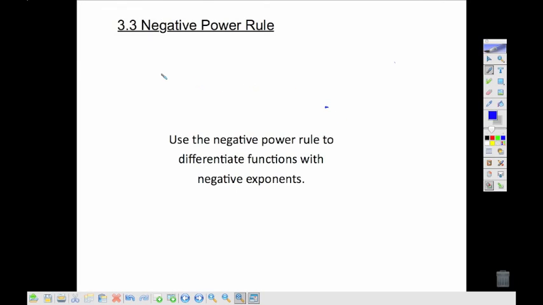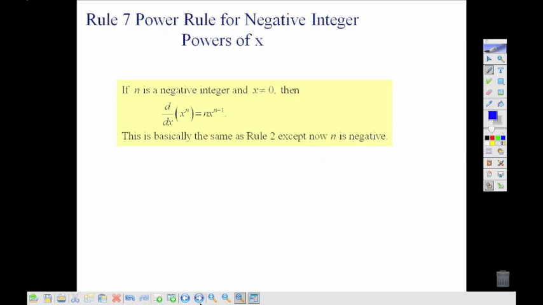The negative power rule is going to tell us what to do when we're taking derivatives with negative exponents. More importantly, we should be able to recognize that when we have something like 1 over x cubed, we could rewrite this as a negative exponent. And that's really when we're going to be using the negative power rule.